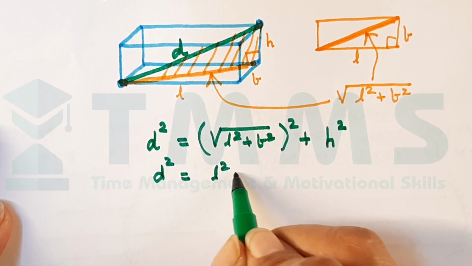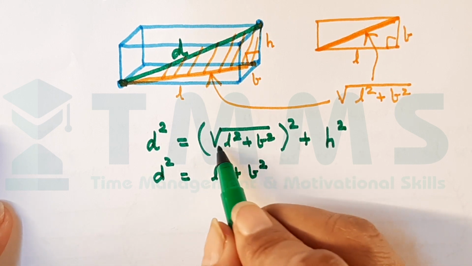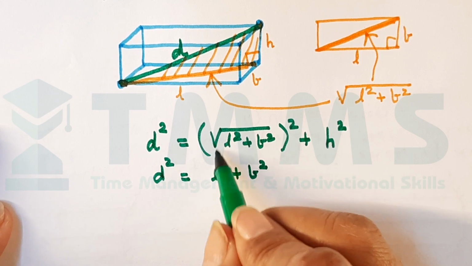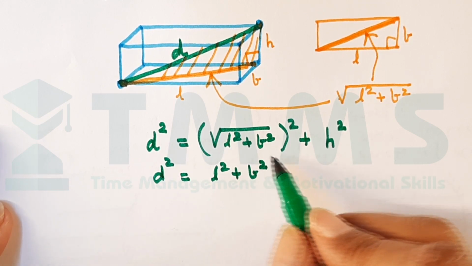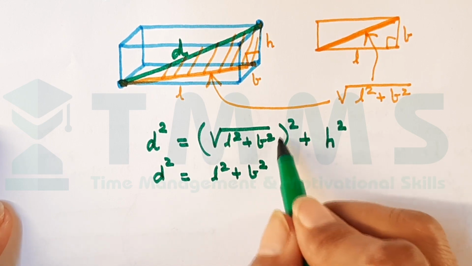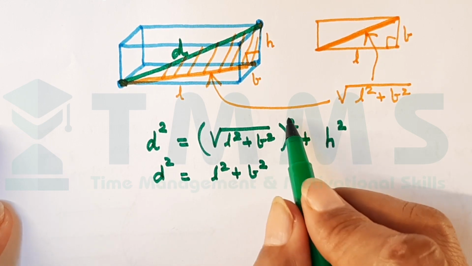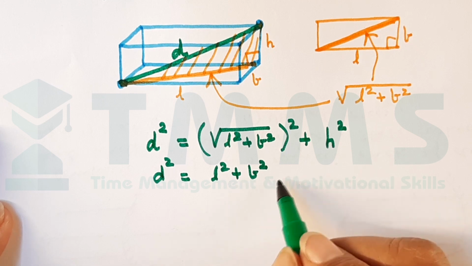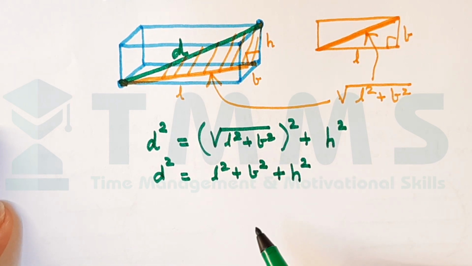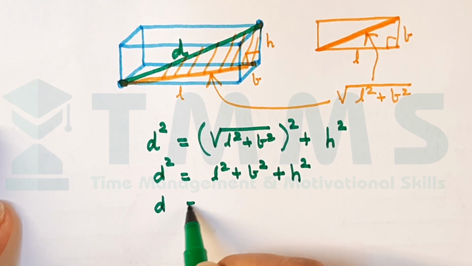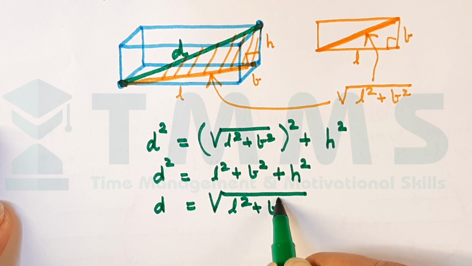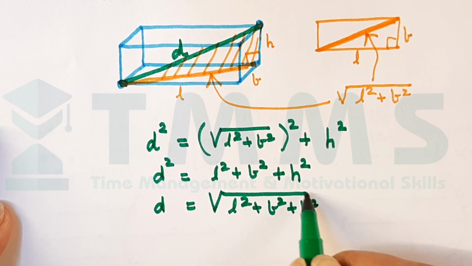And therefore, your D square becomes L square plus B square, that is the square of this, because when you square this, the square root sign goes, correct? Square root means power half. So half multiplied by 2 gives you 1. So we get L square plus B square, and plus this is H square. Got that? And so when you want D, it becomes under root L square plus B square plus H square.